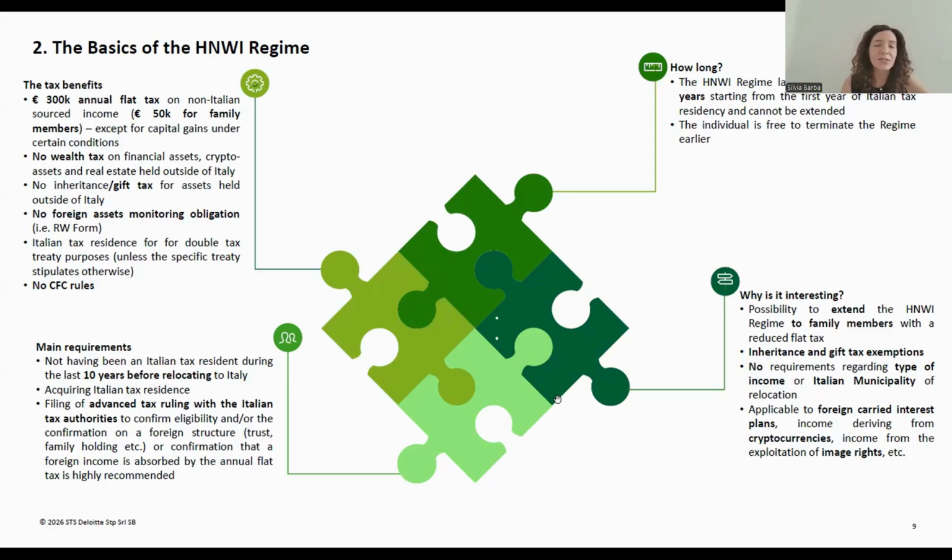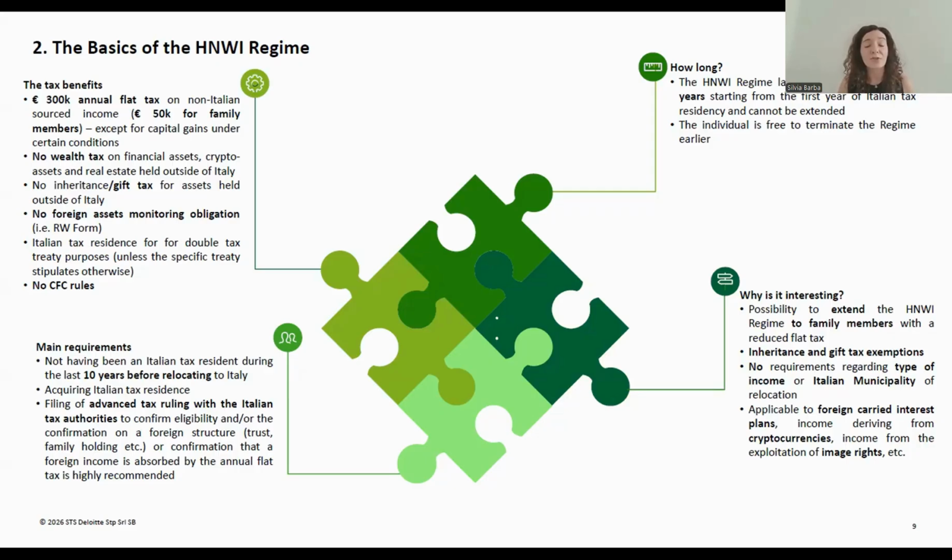And our suggestion is usually to file an advance tax ruling with the Italian tax authorities, because this not only provides you with certainty regarding the fact that you meet all the requirements to opt for the regime, but also via this ruling you can preliminarily understand how certain items of income are treated under the special tax regime, or even if foreign structures, for example, either involving trusts, family foundations, or even holding companies, family offices that you might hold outside of Italy, are covered by the flat tax due under the regime. So you still benefit from this favorable taxation.